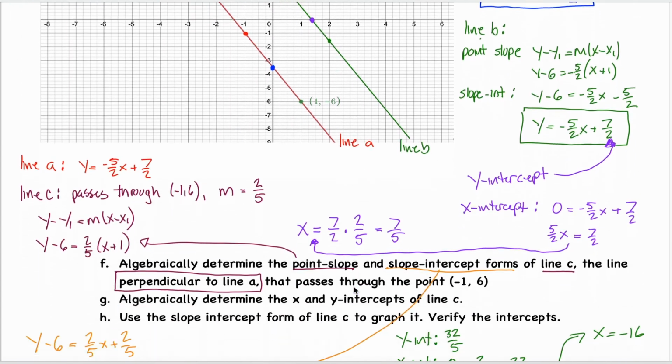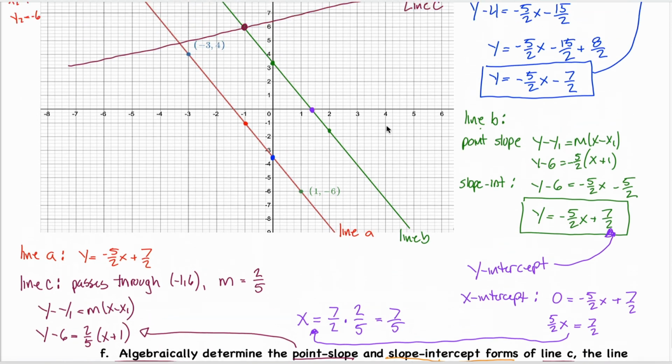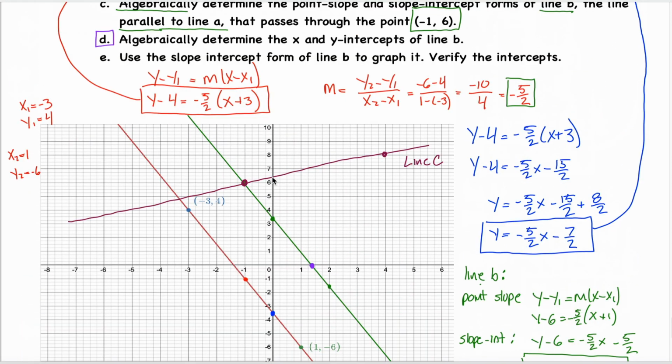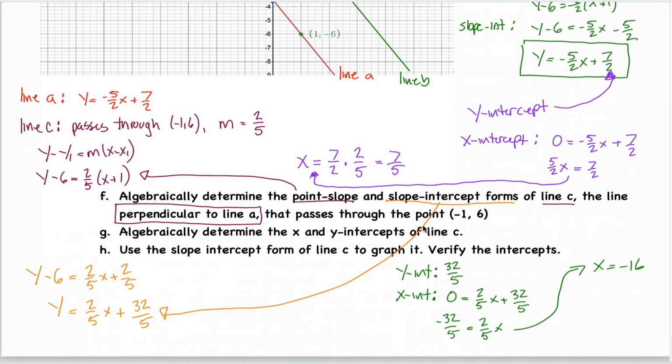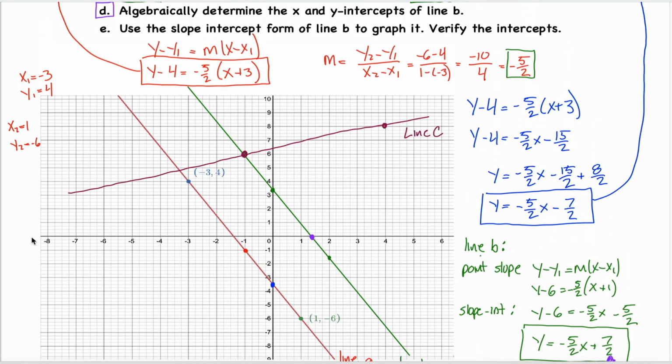We can verify the x and y intercepts, or at least get a good idea of them. The y-intercept was supposed to be 32/5. 32/5 is just a little bit more than 6. Yeah, that checks out. And the x-intercept was supposed to be negative 16. If you continue this line, maybe you can see that it would cross this axis around negative 16. So you're like, cool, we're done.